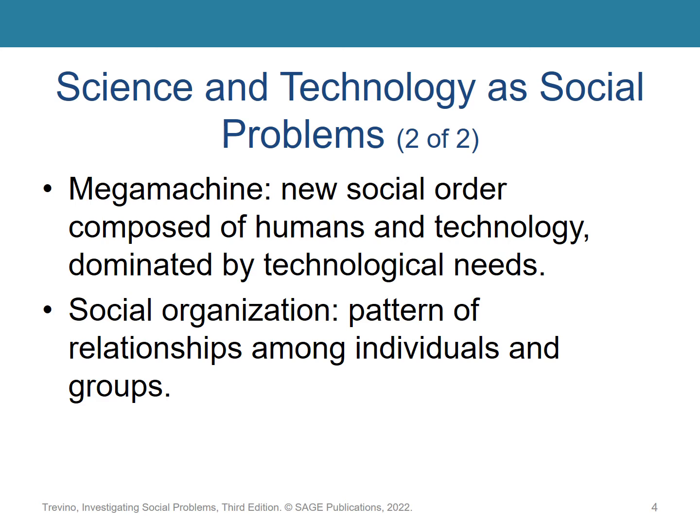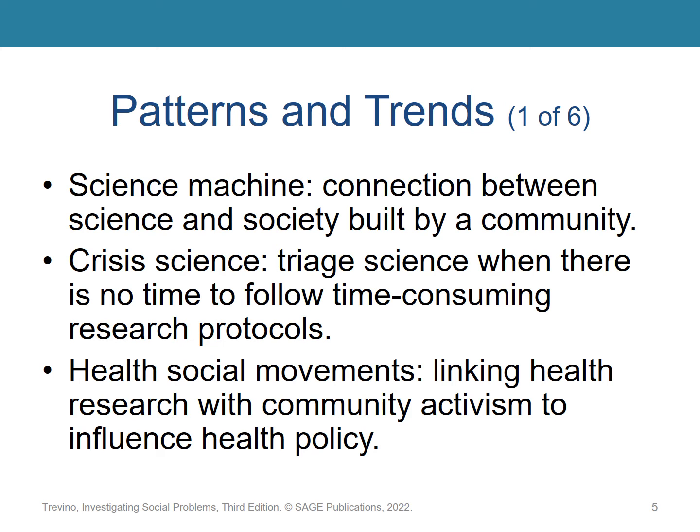So science and technology, again, as a social problem: the mega machine, a new social order composed of humans and technology dominated by technological needs. Social organizations are patterns of relationships among individuals and groups. Science machine is the connection between science and society built by a community.